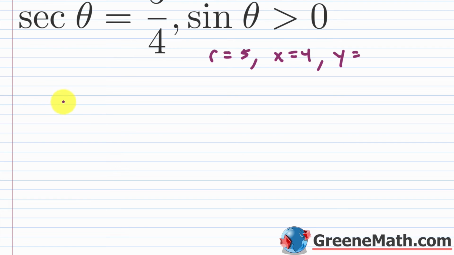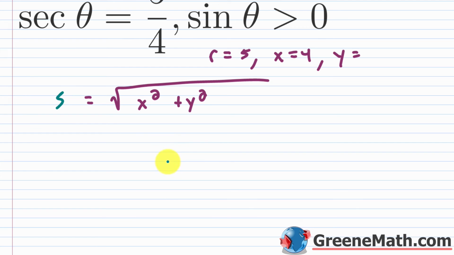And let's say that we have r is equal to the square root of x squared plus y squared. And again, for r, we know that's 5, and for x, we know that's 4. So 4 squared would be 16, and we just need to figure out what is y. A lot of you can eyeball that and see that it's going to be 3 because you know that 3, 4, 5 is a Pythagorean triple. Okay, but let's just go through it for the sake of completeness.